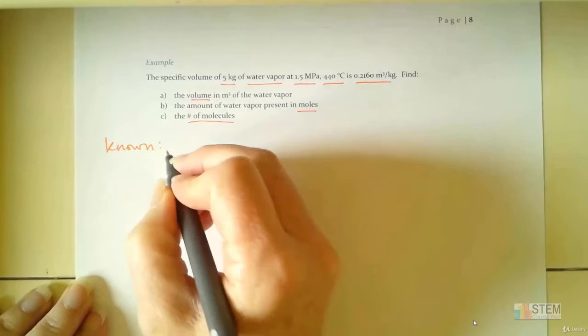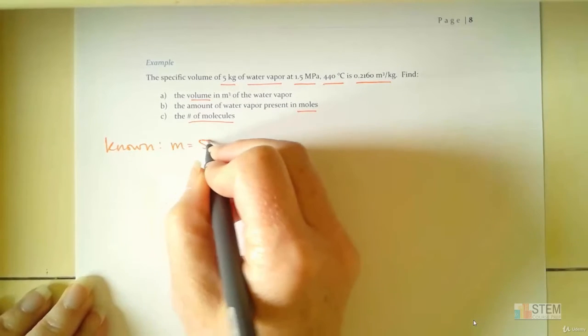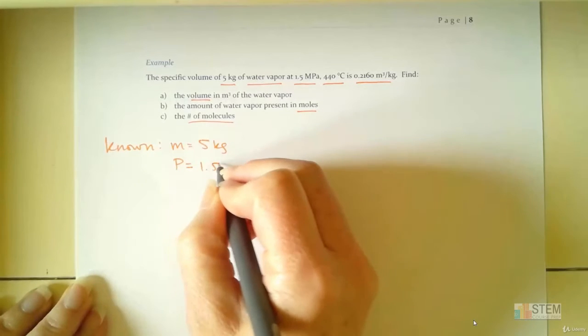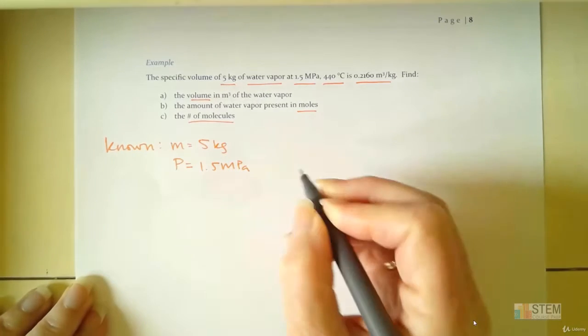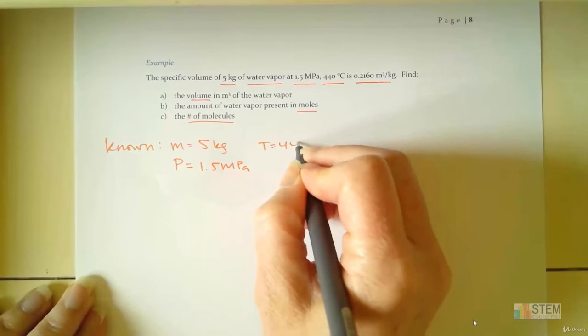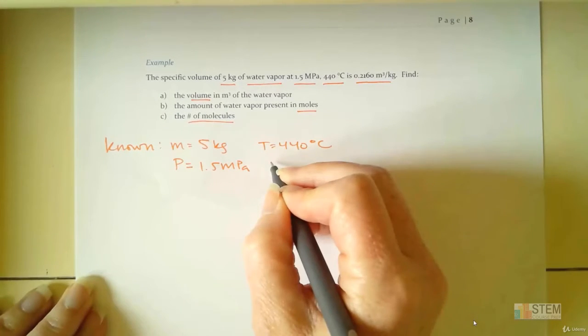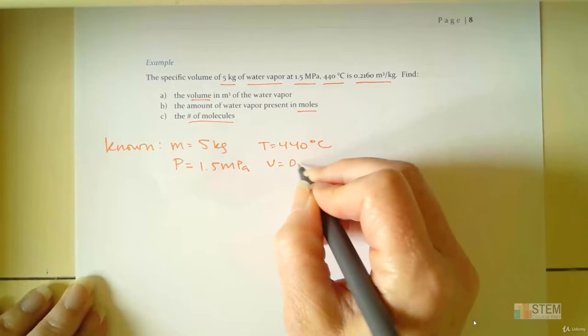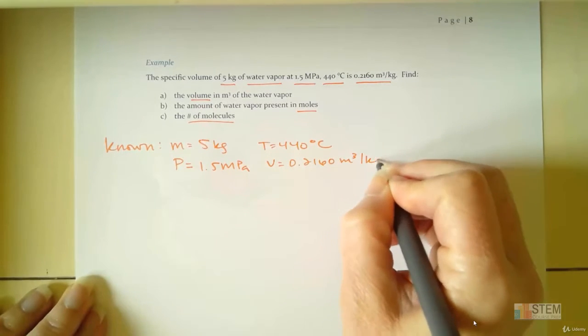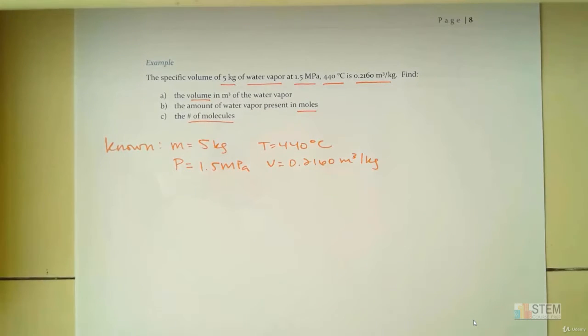So let's write down what's known. We know our mass is 5 kilograms. Our pressure is 1.5 megapascal. And temperature is 440 degrees Celsius. And then specific volume is 0.2160, and that's cubic meters per kilogram. Now we want to find volume.